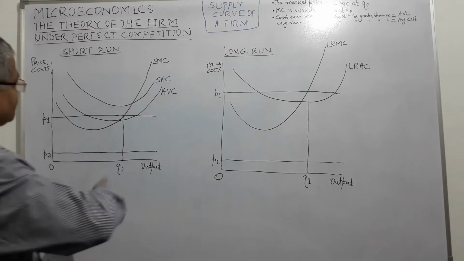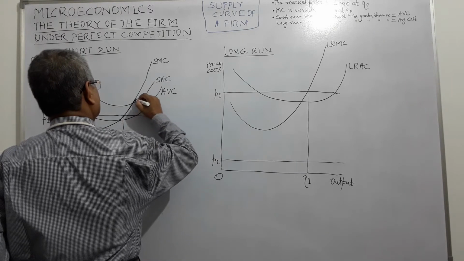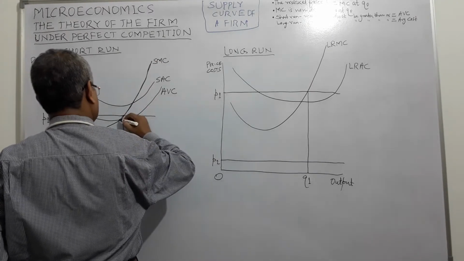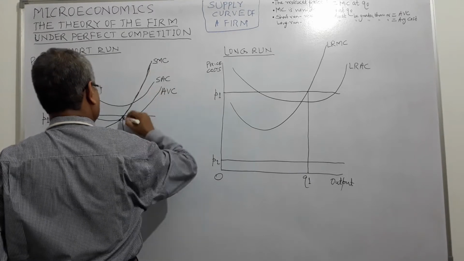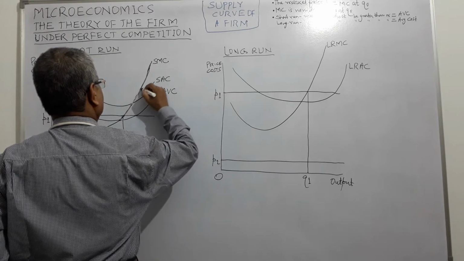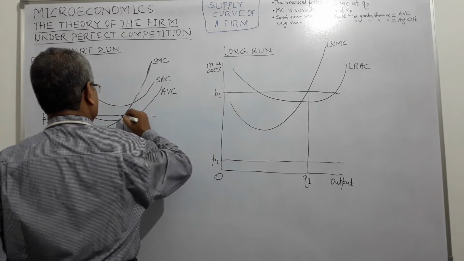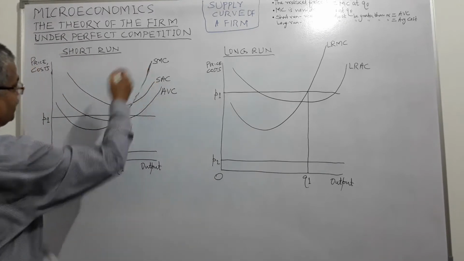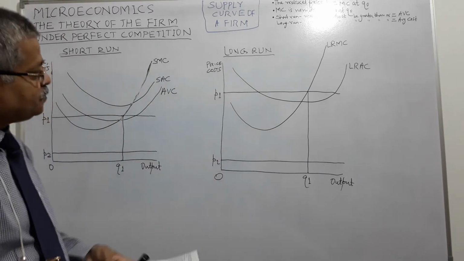So what happens? This bold line becomes the short run supply curve for that particular firm, right? This bold line from here to there, okay? Same way we go to the long run.